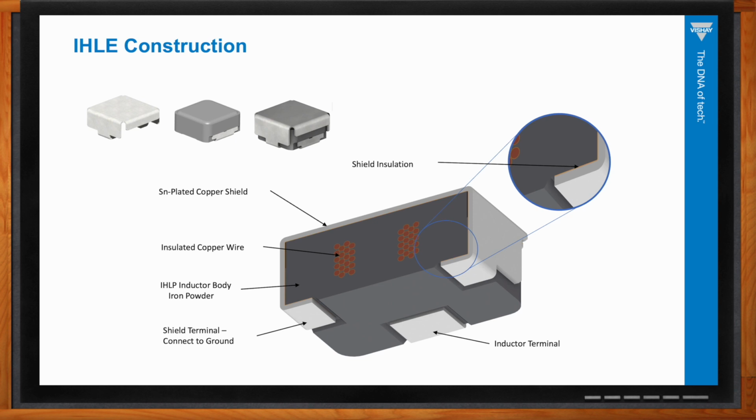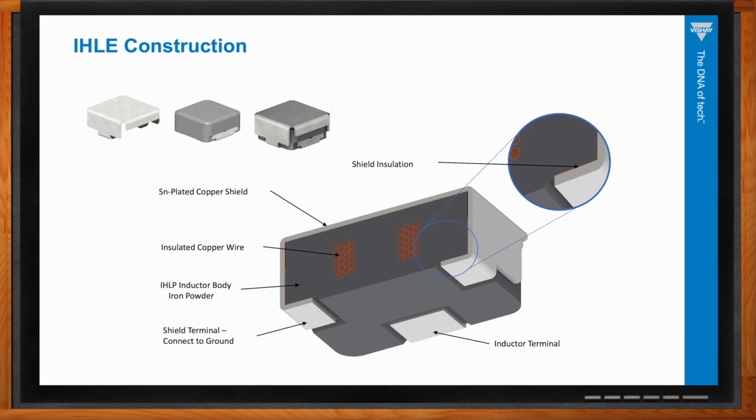So you can see in the slide here that the IHLE consists of the hood, if you will, as you called it, or what we call it is the shield, that's placed over the top of the IHLP, and then the shield is formed under so that you have two additional contact points on your printed circuit board. And those contact points typically are grounded, and that's what helps to reduce the EMI along with the shielding characteristics.